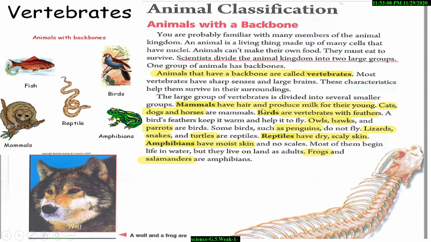Birds are also vertebrates, but the characteristics of birds differ from the characteristics of mammals, reptiles, amphibians and fish. Birds have feathers, two legs and two wings, and lay eggs. Examples of birds: owls, hawks, parrots, peacocks, ostriches, and penguins, but penguins do not fly.